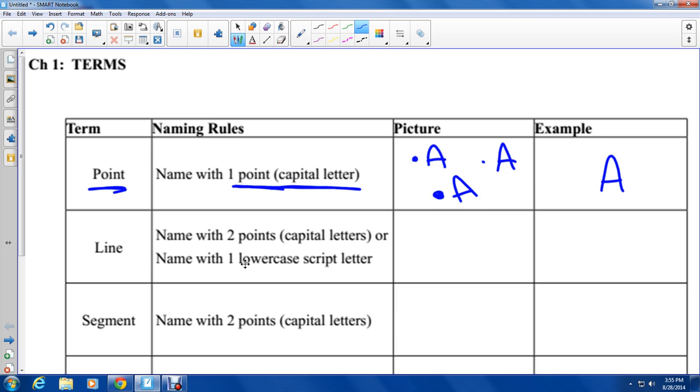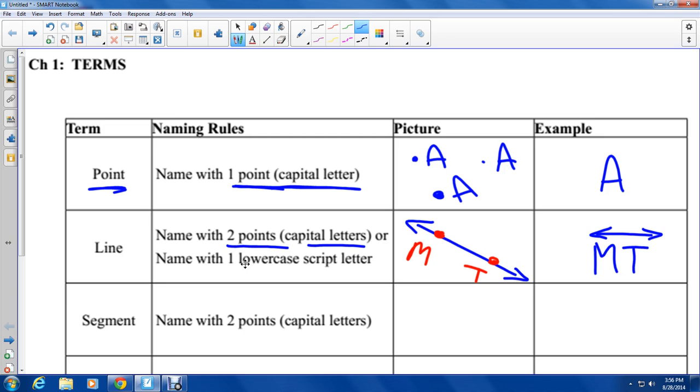How about naming a line? It says here 2 points, capital letters. Draw us a line, put a couple points on it. We'll put M and T on it. Grab those two letters, M, T, put a line above it with some arrows, and that labels our line, gives us our name. How about with one lowercase script letter?